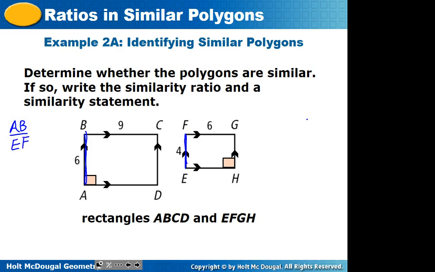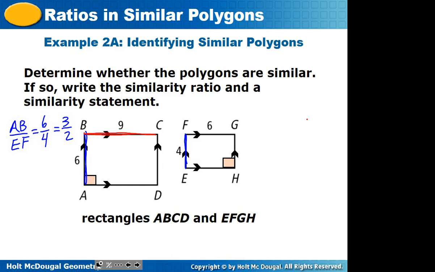So we're going to put our numbers up here. AB is 6 and EF was 4. Now 6 over 4 reduces to 3 over 2. And I want to remind you that you want to reduce these every time you do them, so that you can accurately compare them. So then we also have this other side, the horizontal side, or the longer side.